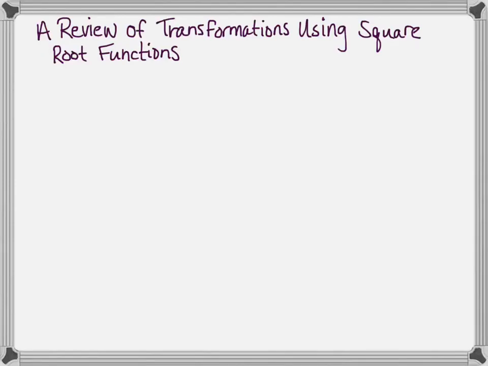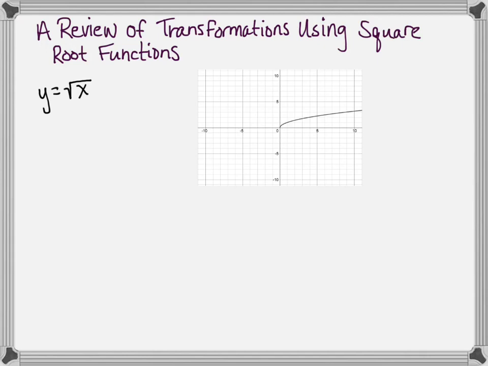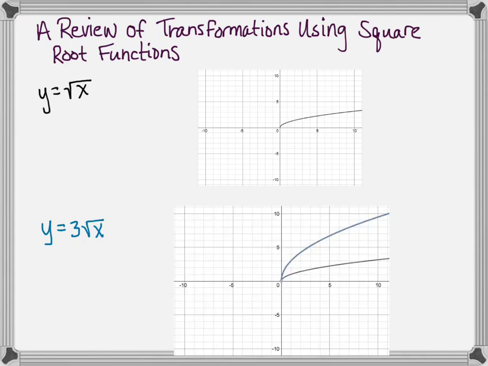Let's look at a review of transformations using square root functions. So our parent function for square root functions is y equals the square root of x, and its graph is shown here. Let's look at y equals 3 times the square root of x. So we can see from the graph that this is a vertical stretch.